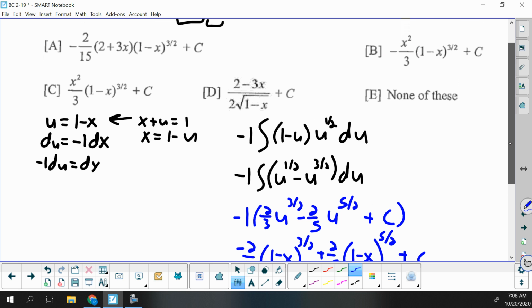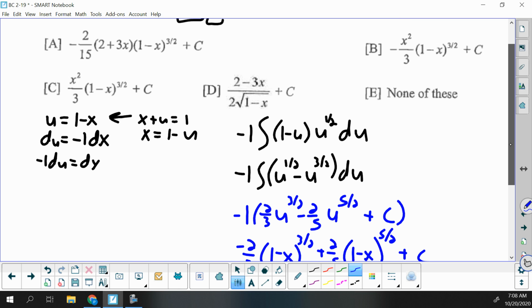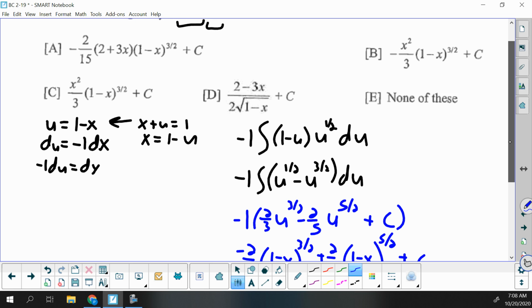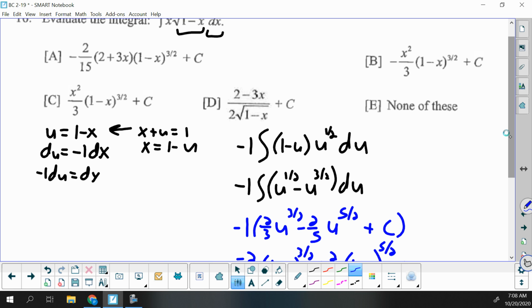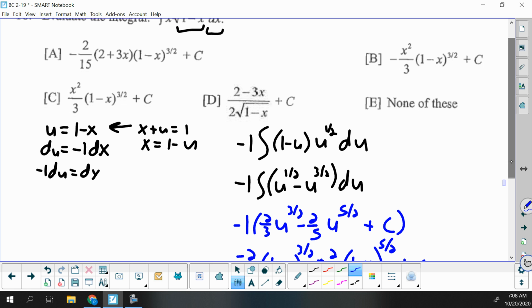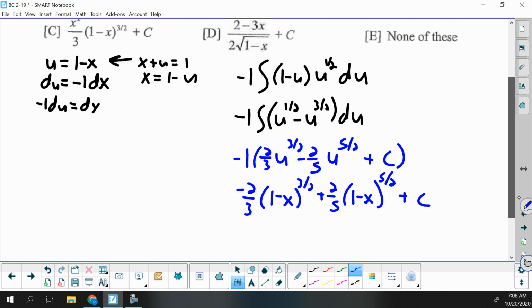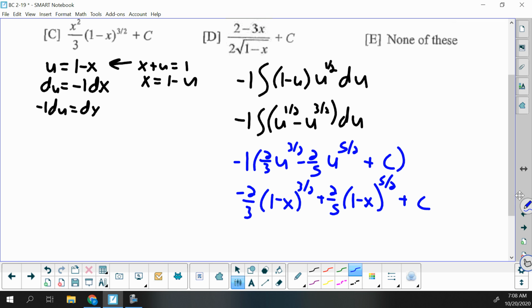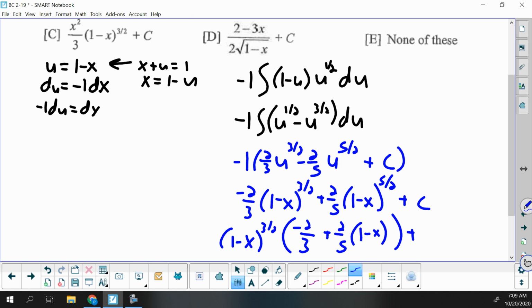Now the problem is, the way that's written, it does not match any of the choices. So we shouldn't just jump to none of these. We should see if it neatens up at all. Probably not going to be D, because we don't have any negative exponents. But let's play around with it and see if we can get it to match any of those. So notice we have a 1 minus x to the 3/2 that we could pull out of each thing. So we'll have 1 minus x to the 3/2. That'll leave us with negative 2/3 in the first part, and that'll leave us with 2/5 times just a single 1 minus x for the second part.